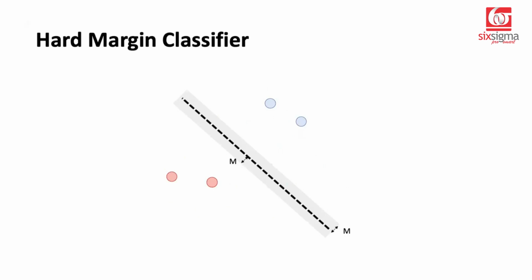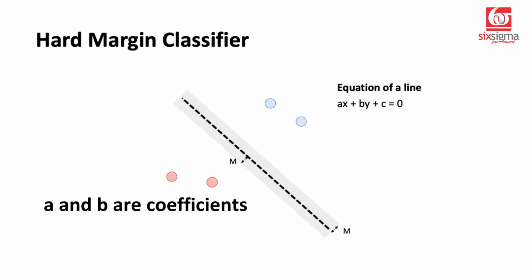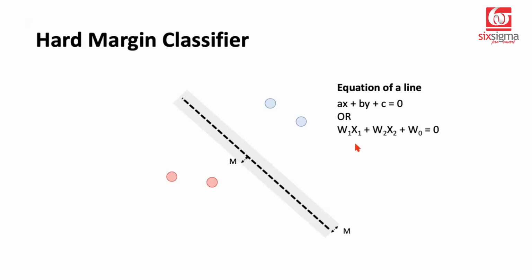What is the equation of a line? The typical equation of a line is ax plus by plus c is equal to 0, where a and b are called coefficients. Or in other words, we can represent it like this, where our variables are x1 and x2, and their coefficients are W1 and W2 respectively. W0 here represents the intercept or the constant term. Just another way to write the same equation of a line.